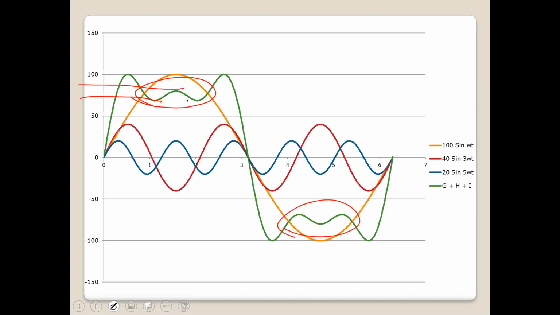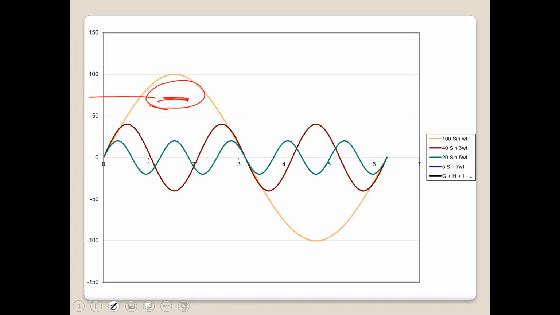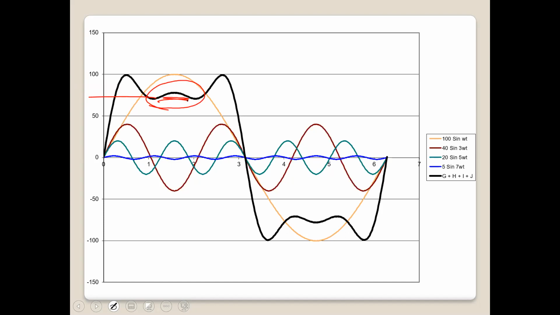I agree with that? Looks a little flatter. So based on the trend that you're seeing here, what do you think will happen if I added another waveform, let's say sine 9 omega t, sine 11? What do you think is happening? Anybody? What do you think would happen?